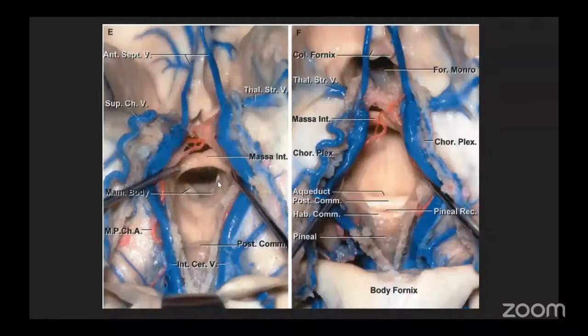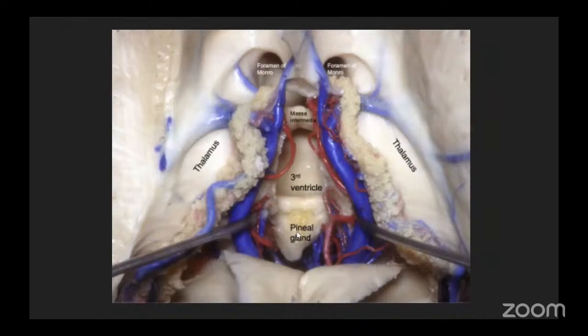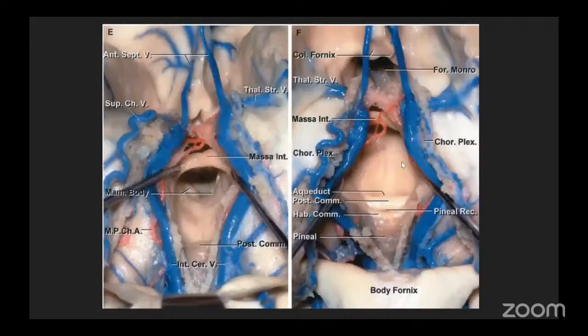So apart from massa intermedia, on the second image you can see the pineal gland, pineal recess, and yes, you can see the aqueduct. I was telling you that if I go deeper in this region, if I open it up or put my scope inside, I'm going to find the aqueduct of Sylvius. This is the exact region. Apart from that, you can see the posterior commissure and the habenular commissure, the pineal gland. Anteriorly, you cannot see much because we have not opened up beyond the foramen of Monro.